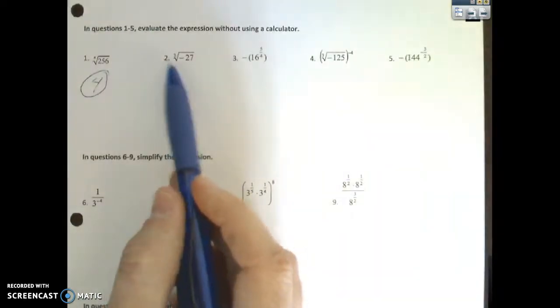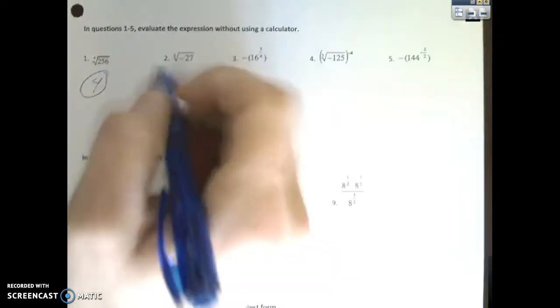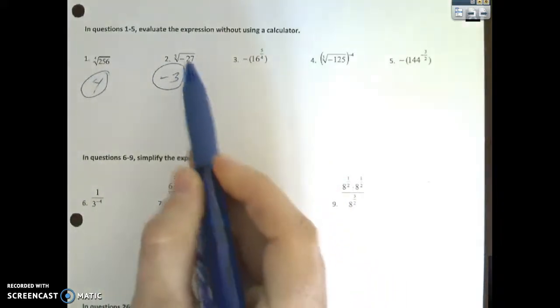Number 2, the cube root of negative 27. What number times itself 3 times gives you negative 27? The answer is negative 3. I do not need an i here because it's an odd-powered root.